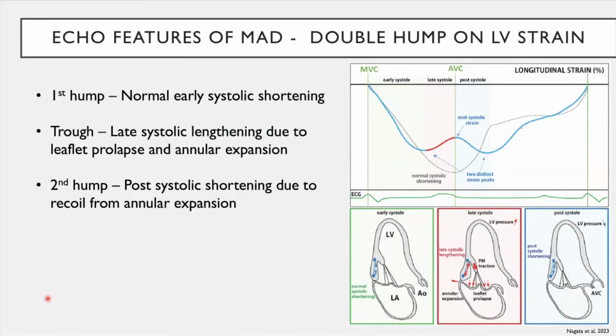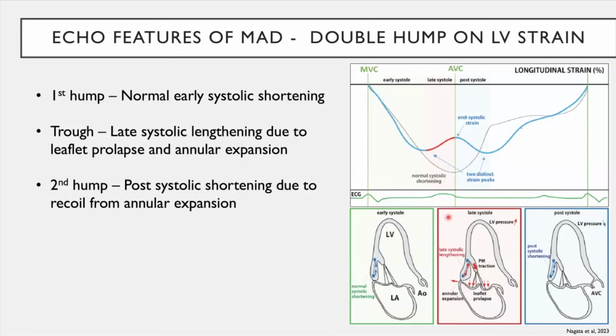Another echo feature of mitral annular disjunction is the double hump on the left ventricular strain analysis. So you may see the two humps that are depicted here, with the first hump being the normal early systolic shortening that we expect to see. And then you see a bit of a trough here, and that's due to this late systolic lengthening of the mitral annulus due to leaflet prolapse and annular expansion due to mitral annular disjunction. And that'll take you to the end of systole.